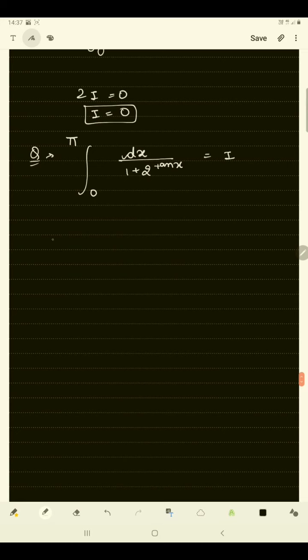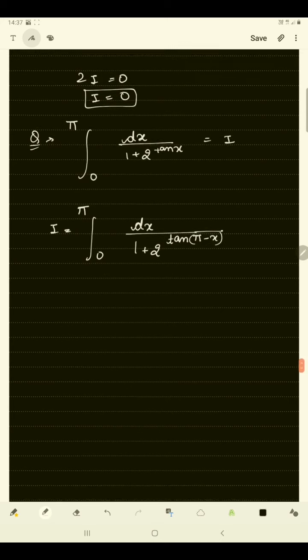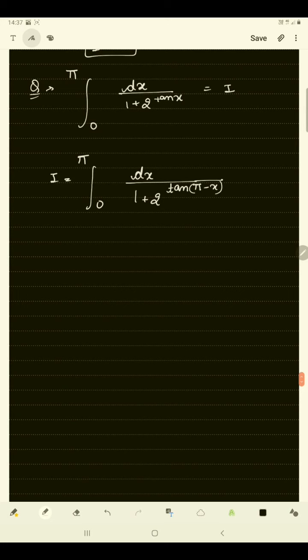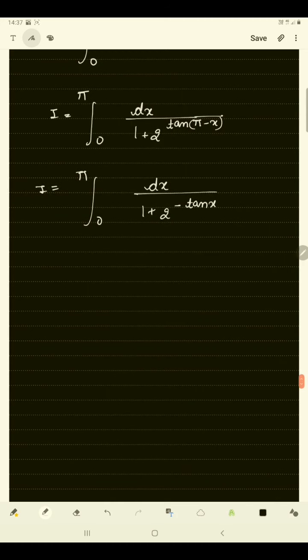So we can just term it as I, and writing I is equal to 0 to pi dx upon 1 plus 2 to the power tan of pi minus x. So tan of pi minus x is equal to minus tan x, so just solving it we get dx upon 1 plus 2 to the power negative tan x, this is equal to I. So 2 to the power negative tan x we can simplify further by writing it as 1 plus 1 by 2 to the power tan x.